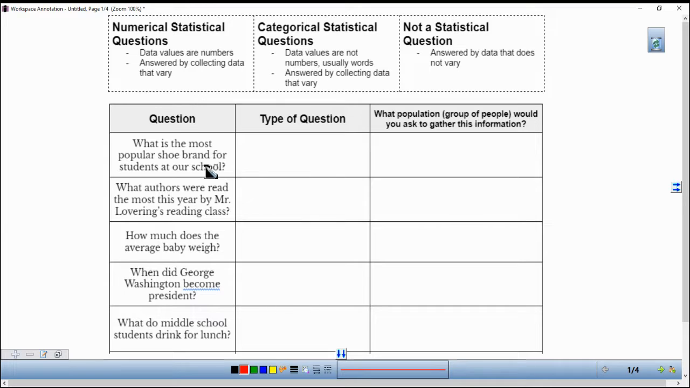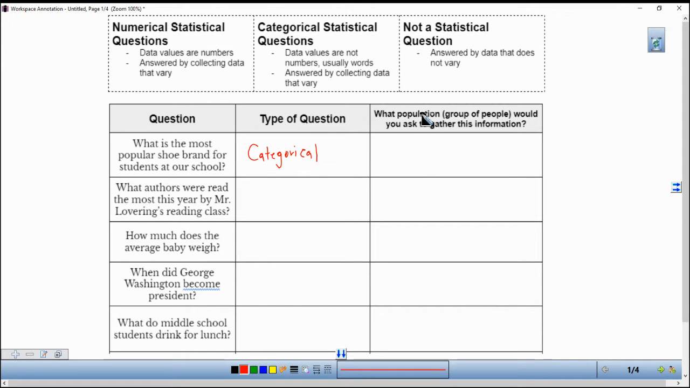So what we're thinking is, is the data we're getting words and not numbers? It would be words, it's shoe brands. And would the data be different for different people? Yes, because different people wear different types of shoes. So this is called categorical. Okay, this is the type of question, it's categorical.